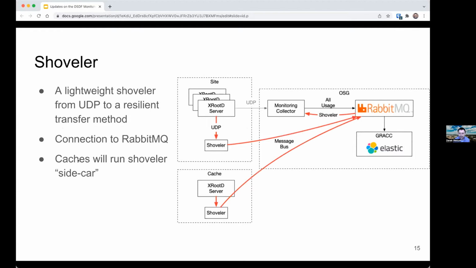And so this is the flow of data now with the shoveler. At the top, you'll see a regular site like what you would see at a CMS Tier 2. On the bottom, you'll see a cache site on the OSDF. Both of them have shovelers nearby the XRootD servers. The shoveler then sends the messages to RabbitMQ, which sends them to the collector, which merges them with the legacy UDP packet stream, and then all usage is sent to Grok, which is an Elasticsearch cluster.